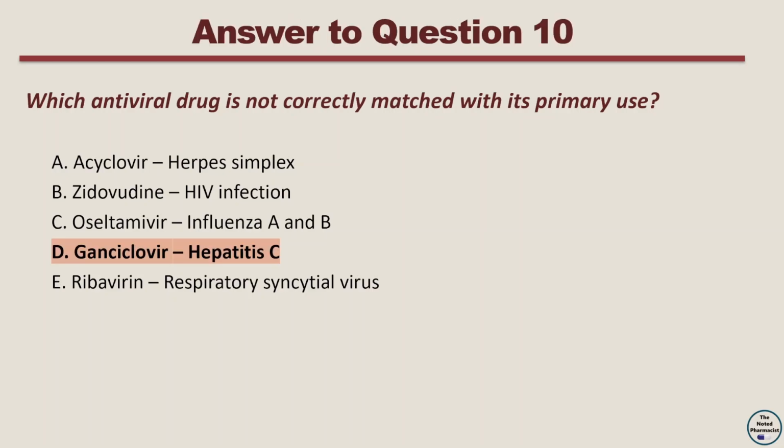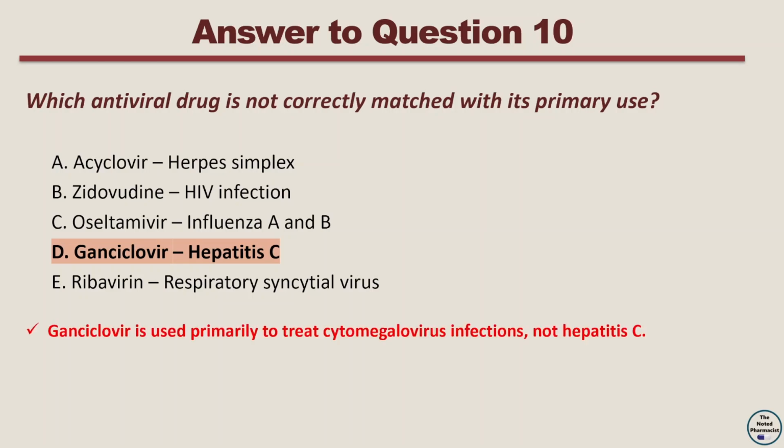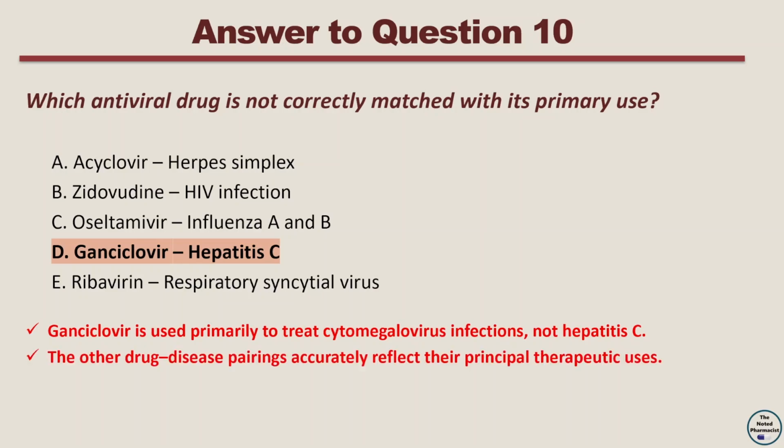The correct answer is option D, ganciclovir, hepatitis C. This is because ganciclovir is used primarily to treat cytomegalovirus infections, not hepatitis C. The other drug-disease pairings accurately reflect their principal therapeutic uses.